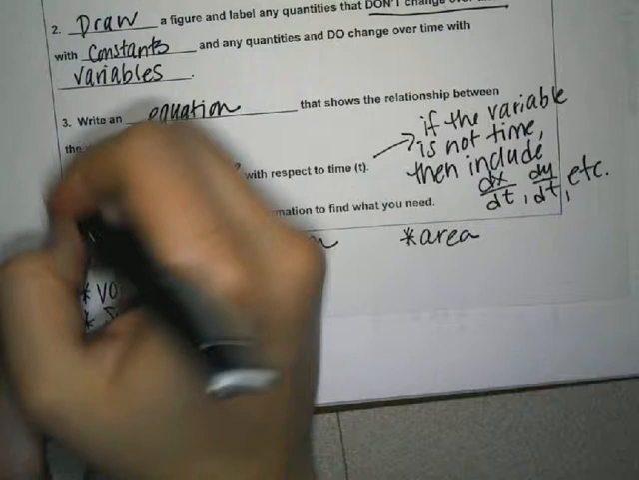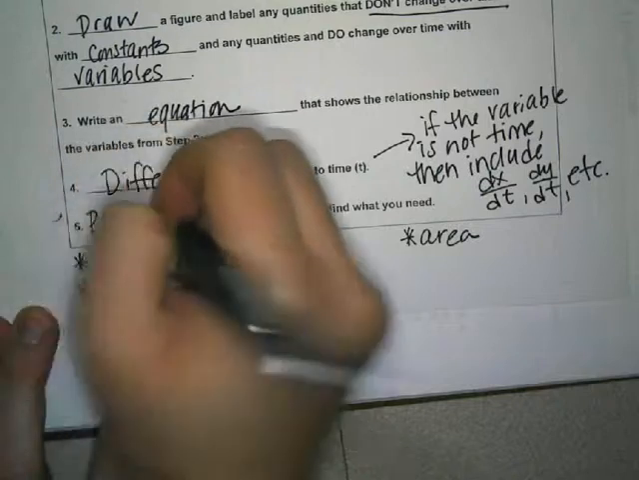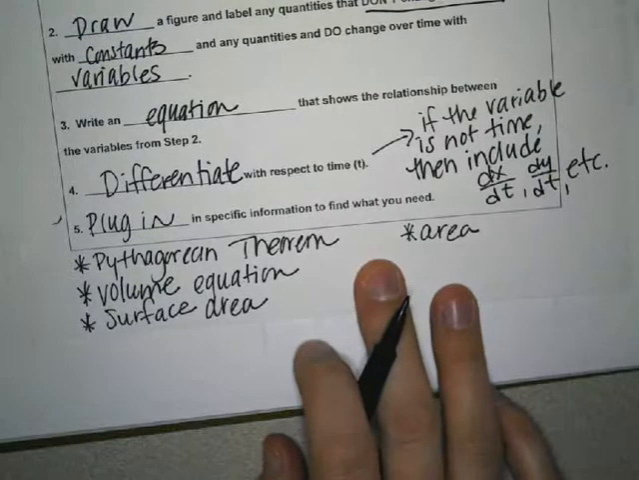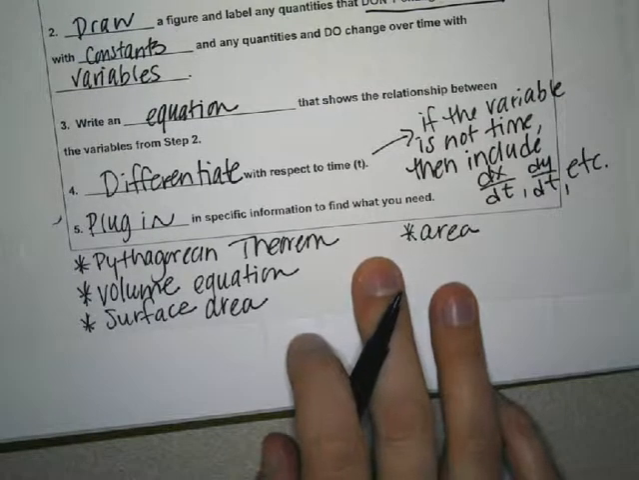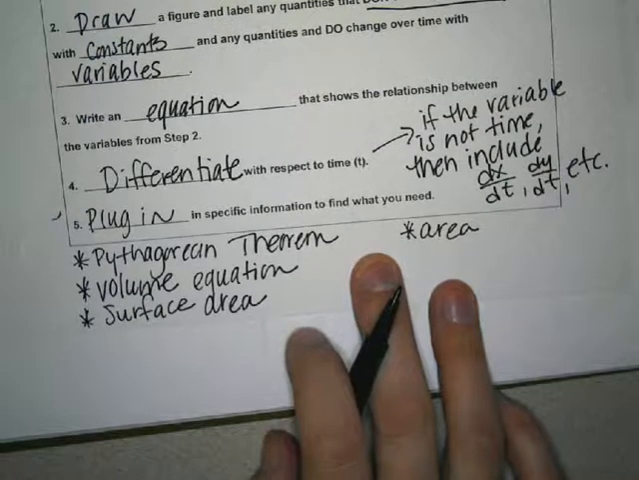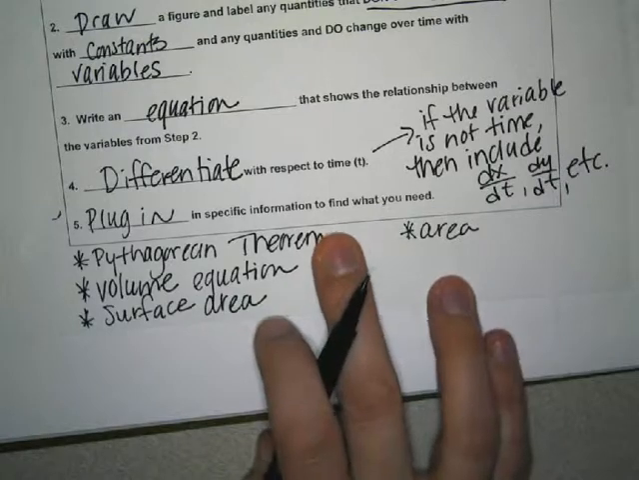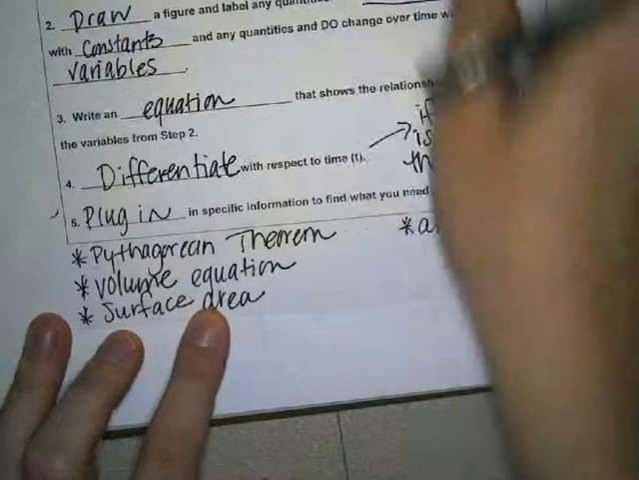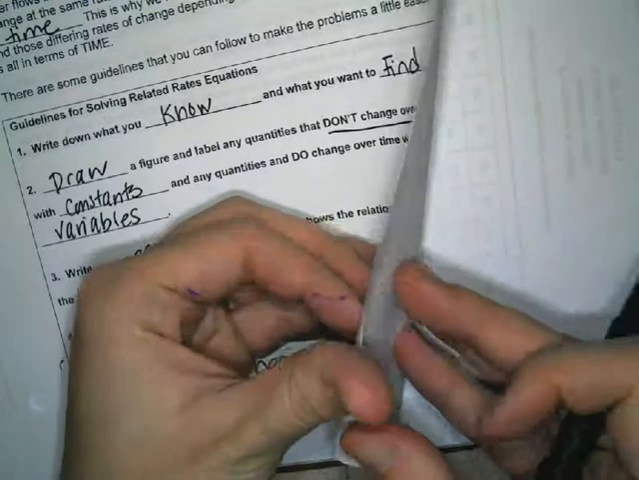And then the last step is to plug in specific information to find what you need. So it'll say something like, find the rate of change when x is 2, or when time is 4, or something like that. That's the specific information that you would need. Okay, we're going to be doing this, and I'll be labeling steps so that you can kind of match them up later. You don't have to label steps in the problems that you do, but this will at least keep your notes organized. Okay, for example 1.